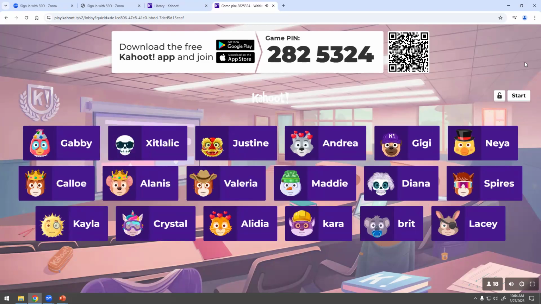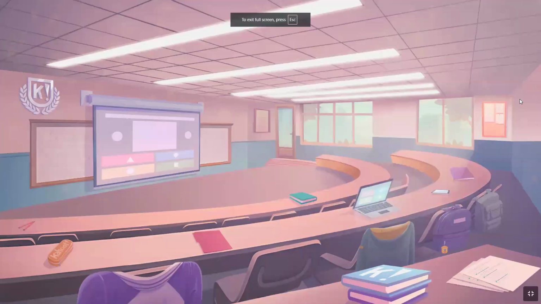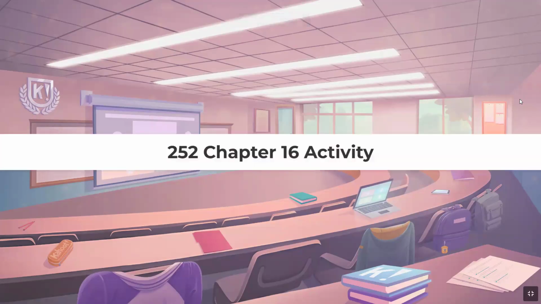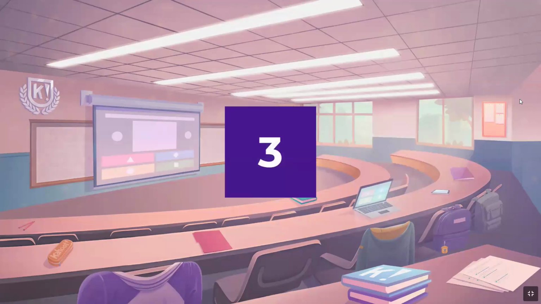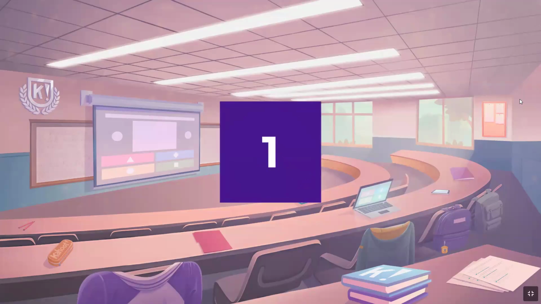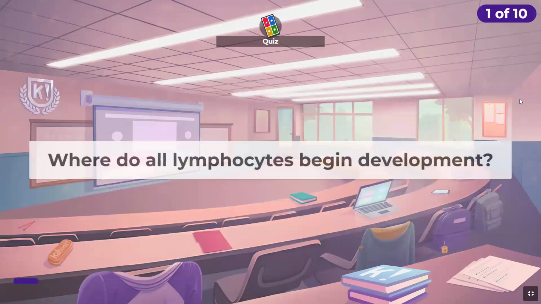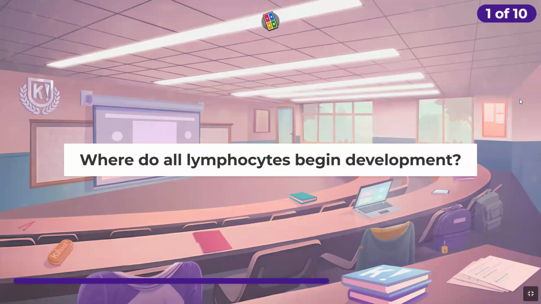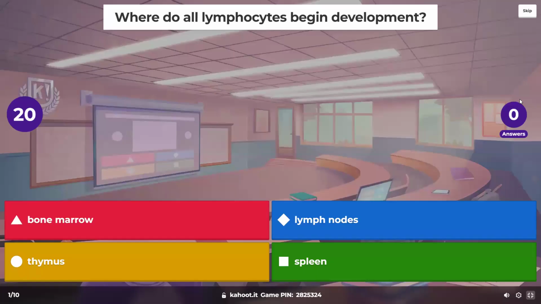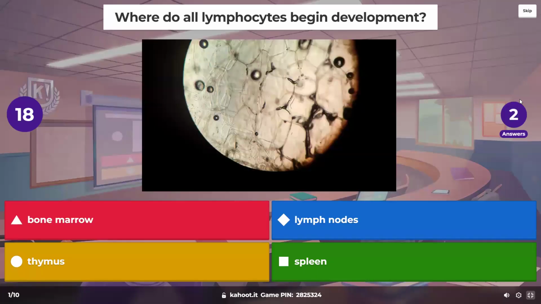All right, we're going to go ahead and get started with our 2 questions. Our question 1: where do all lymphocytes begin development? All lymphocytes start development in the same place. What is that place?